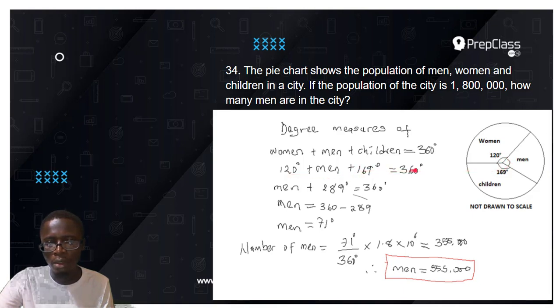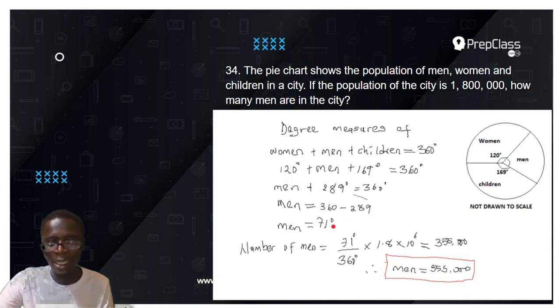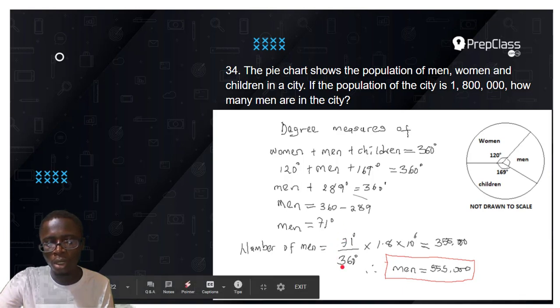We know that women represent 120 degrees, men is what we're looking for, and children is 169. Adding 120 to 169, we have 289. Making men the subject of the formula, we have 360 minus 289, and that will give us 71 degrees. Now this is not the final answer. We need to know the number of men in that city, and this is just a degree measure. So we need to form a ratio or proportion that we multiply by the population in order to arrive at our answer.